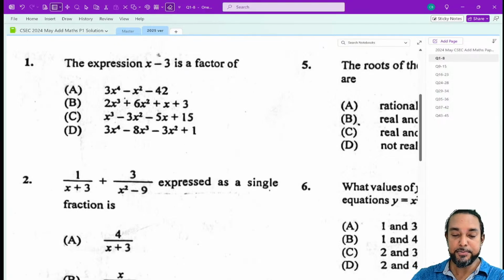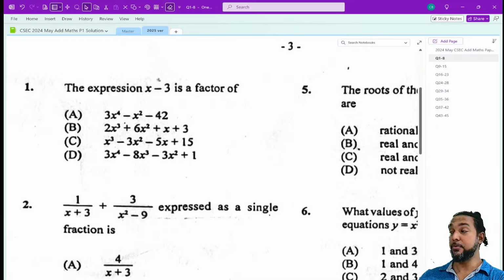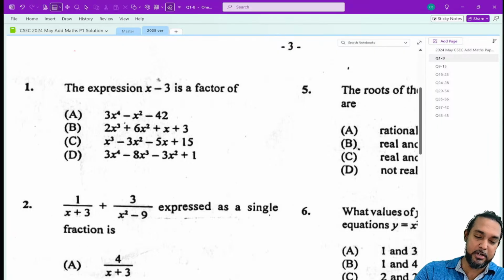Anyhow, so the expression x minus 3 is a factor. So clearly we're using the factor theorem. So what do we do in this case? Because on top of that, where are we supposed to put the work in on the paper? Some of these workings are quite involved. All right, so let's just take a quick start.